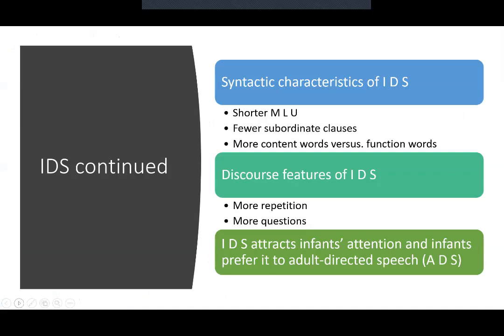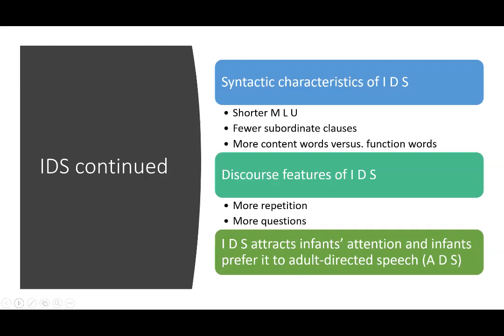Other characteristics of infant-directed speech are in the syntactic characteristics. So remember, in this book, we talk about form, content, and use across all of the chapters we've covered so far. So syntax is a part of form. It is how words are put together in sentences so that they make sense and they convey meaning properly. So infant-directed speech has a shorter MLU, or mean length of utterance. It has fewer subordinate clauses. It uses more content words.